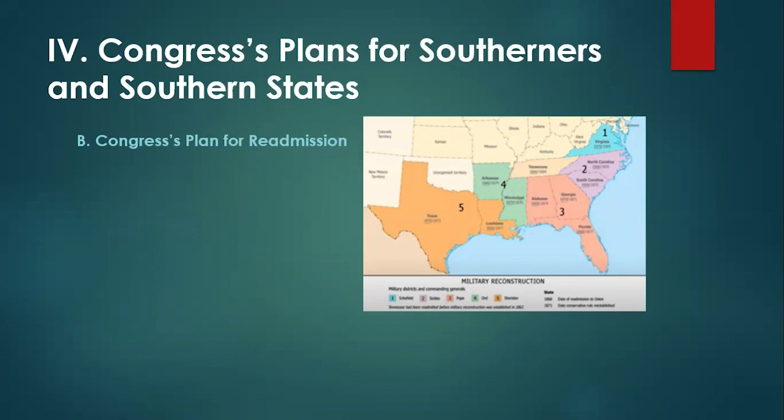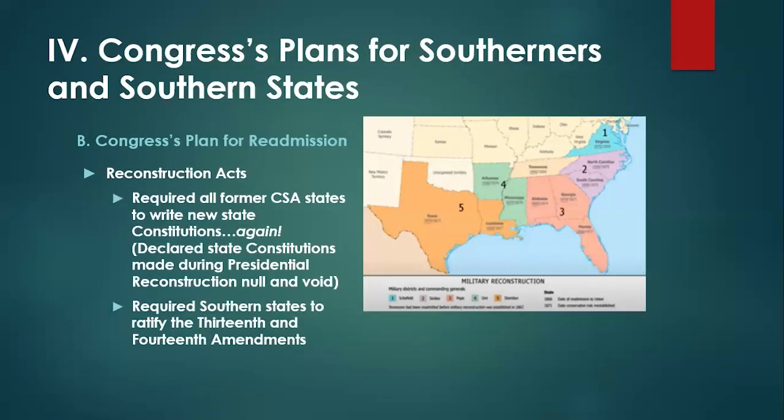But we also need to look at their plans for readmitting the former Confederate states back into the Union. This was largely defined by a series of acts passed by Congress called the Reconstruction Acts. These acts required all former Confederate states to write new state constitutions. Again, and I say again because remember, President Johnson had already required all of the former Confederate states to write new state constitutions. But Congress said, hey, we know what you did with those state constitutions. You had former Confederate leaders coming into your constitutional conventions, and they're the ones who essentially wrote these state constitutions. So these are no good. You've got to start fresh and write yet again new state constitutions.